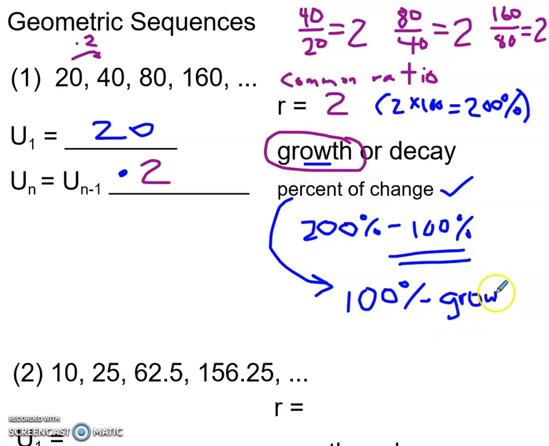Sometimes the percent of change will be a decay, and we'll get to one of those soon, so you can see what the difference is going to be. But our R value as a percent minus 100, that answer is the percent of change.